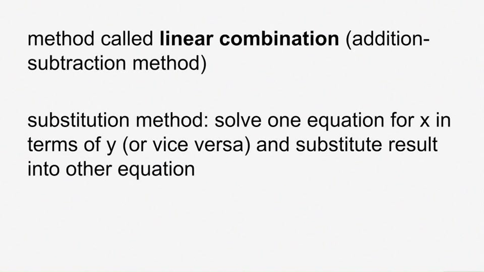The method which we've been using to solve these linear systems is called the linear combination method, which is also known as the addition and subtraction method because you add and subtract the two equations. Another method that you can use is called the substitution method. In the substitution method, you solve one equation for x in terms of y, or vice versa, y in terms of x, and substitute the result into the other equation.